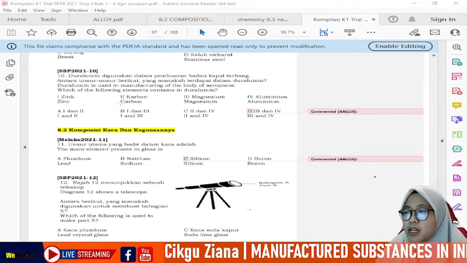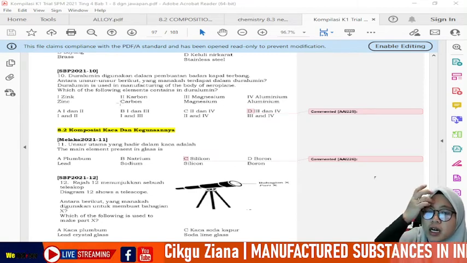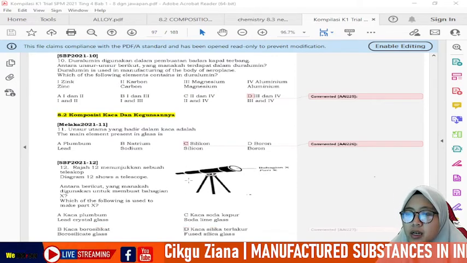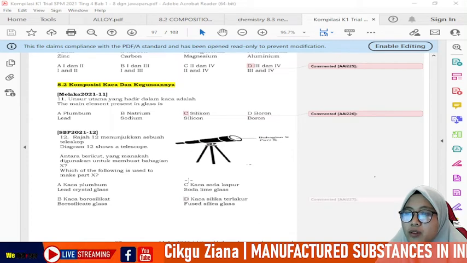So, what is present in glass, that is silica, right? Silica is silicon dioxide. So, its main component is silicon. Okay. Silicon. Everyone must remember. Silicon. Okay. Diagram 12 shows a telescope.